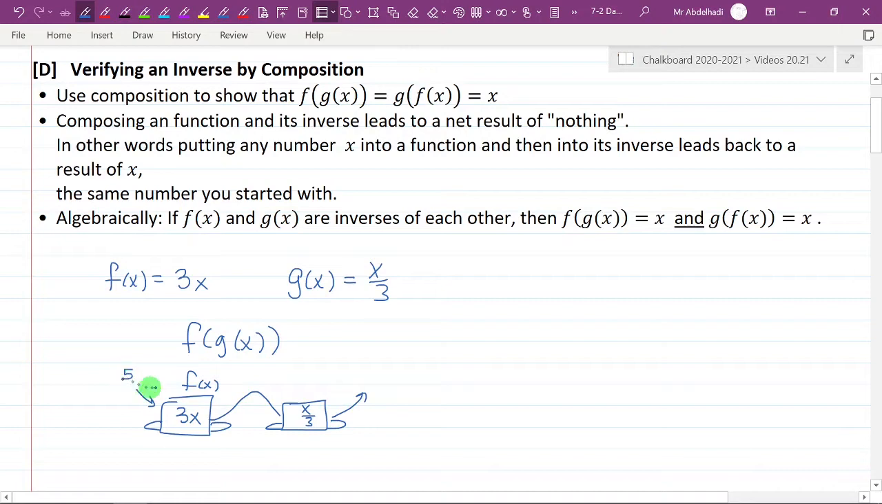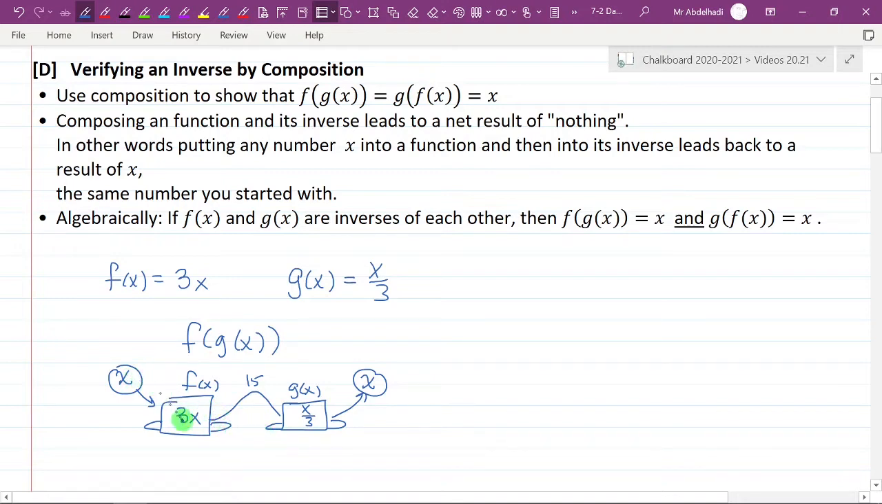Let's say you put a 5 in here. This is g of x. You put a 5 in here, you get 15. Then the 15 goes into here, gets divided by 3, goes back to 5. What you started with is the same as what you end up with. And this would be true for any number. Any real number you plug in, multiply by 3, and then divide by 3 would end up being the same number. So you could say that this is true for all x. If you put in an x, you'll get out an x, because these two functions are exactly opposite of each other, and they cancel each other out.